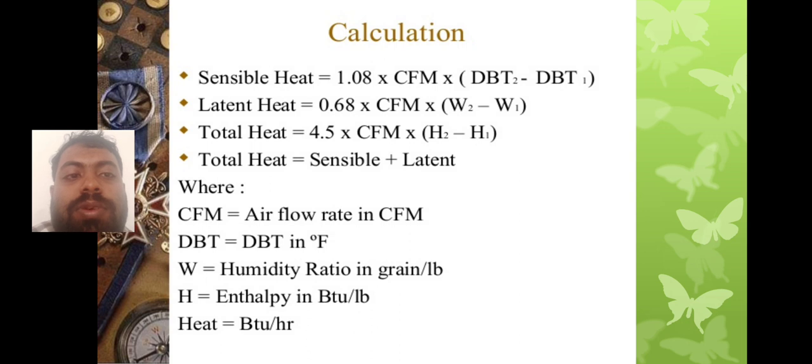Latent heat is 0.68 × CFM × (W2 − W1). Total heat is 4.5 × CFM × (H2 − H1), and total heat is given as sensible plus latent. In this, CFM is the airflow rate in CFM, dBT is the dry bulb temperature in Fahrenheit, W is the humidity ratio in grains per lb, H is the enthalpy in BTU per lb, and heat is given in BTU per hour.